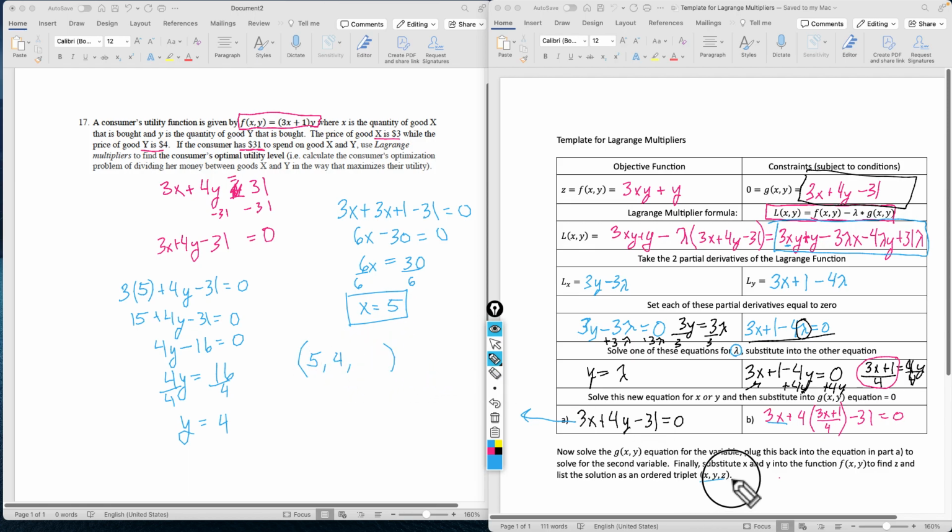And that's what we're supposed to write our answer as. So we just need z now. How do we get z? Well, we come back to the objective function. So it's kind of a circular thing here. We plug in 5 for x, 4 for y. So we get 3 times 4 times 5 plus 5. It's 20 times 3 is 60. And then 60 plus 5 is equal to 65.